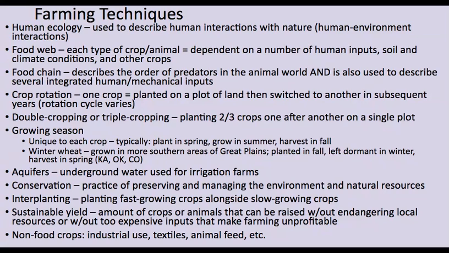Interplanting is planting fast-growing crops right alongside slow-growing crops. So you have one crop that is going to take a while, but the others you're going to harvest sooner, so you can always be working and always producing a product. Sustainable yield: the amount of crops or animals that can be raised without endangering local resources. So you're not going to overgraze the fields, you're not going to suck out too many of the nutrients, and it's not too expensive to make it work.